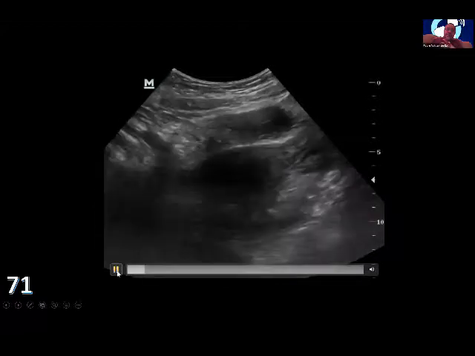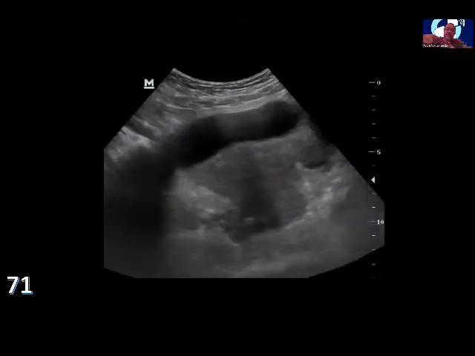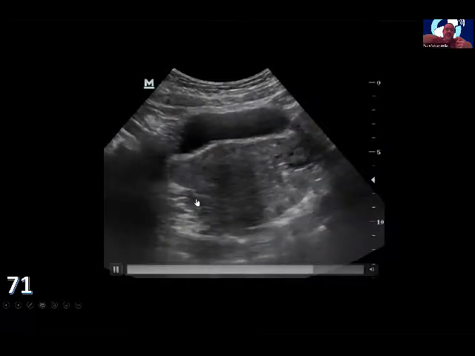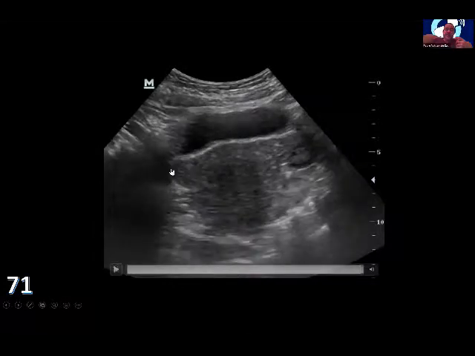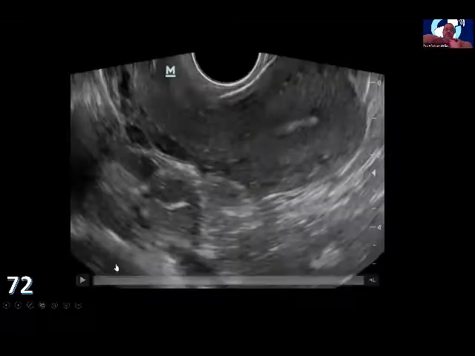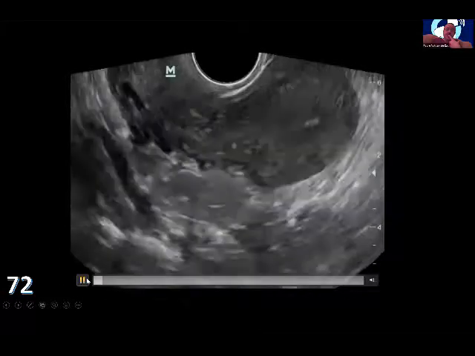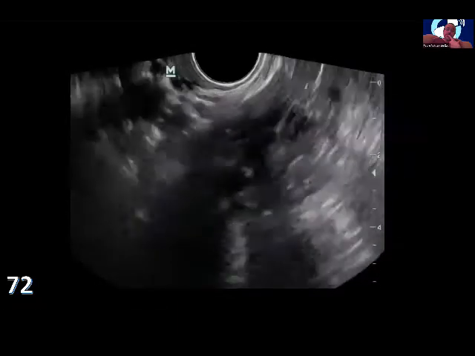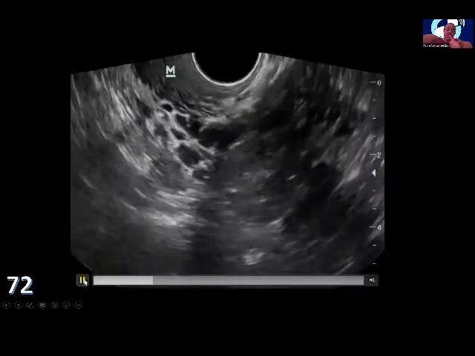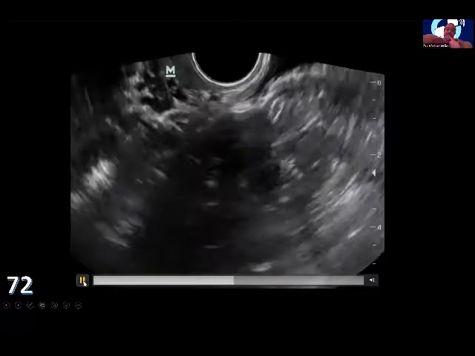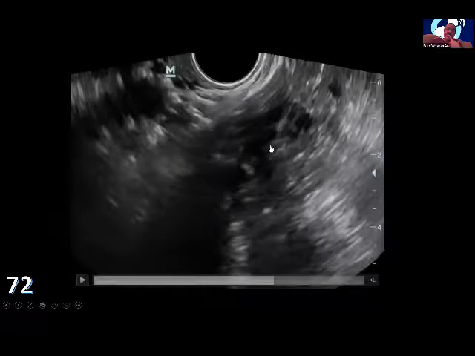This is a transverse view, same patient, through the pelvis, through the bladder. This can be the ovary, left ovary, or this, who knows? Okay, what's next is vaginal approach. Uterus. One side ovary. See the follicles?